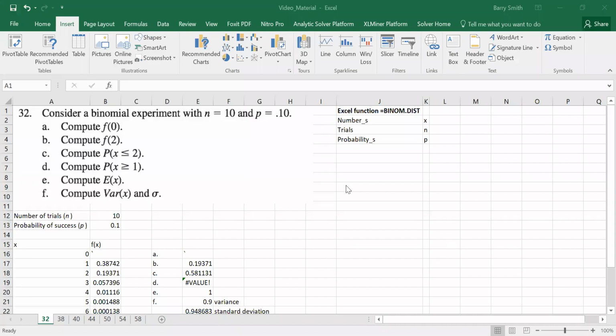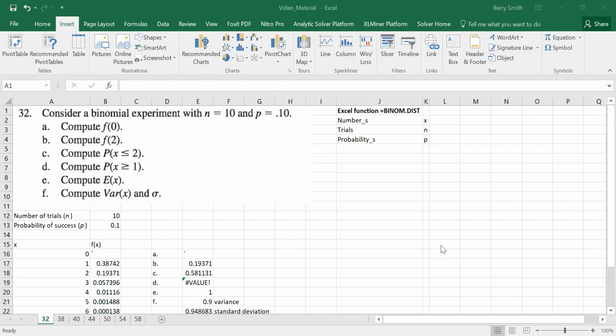Okay, so this week I'm going to do some more exercises in Excel this time. And this week we'll be looking at the binomial distribution, the Poisson, and also the hypergeometric. All right, so first one is number 32. I'm just going to take some out of the book and work them in Excel to show you how I would do them.